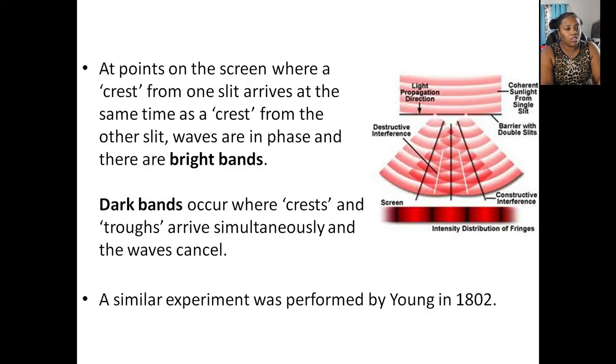At points on the screen where a crest from one slit arrives at the same time as a crest from the other slit, waves are in phase and there are bright bands. Dark bands, however, where crests and troughs arrive simultaneously, that is where the waves are cancelled out. Okay, so a similar experiment was performed by Young in the year 1802.